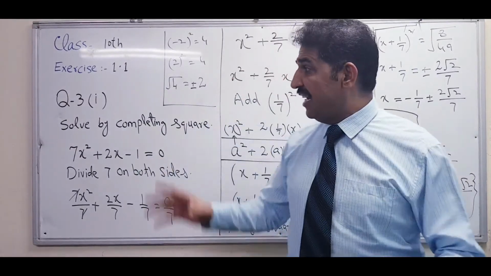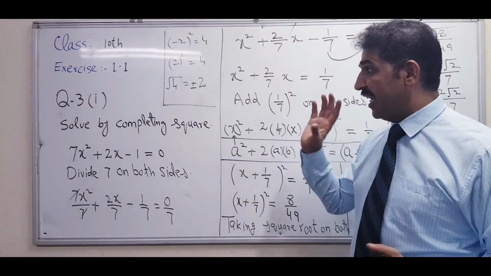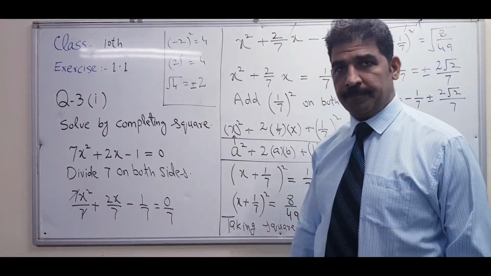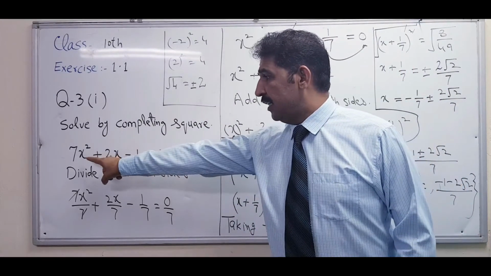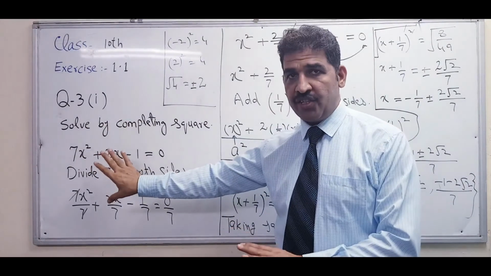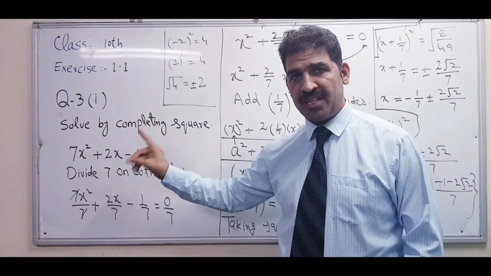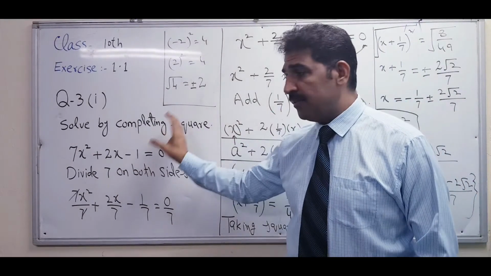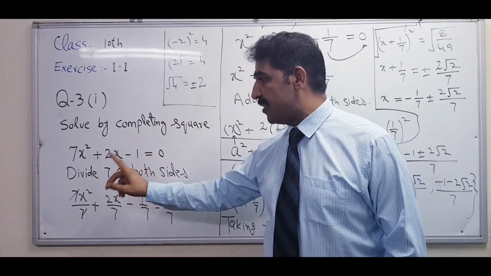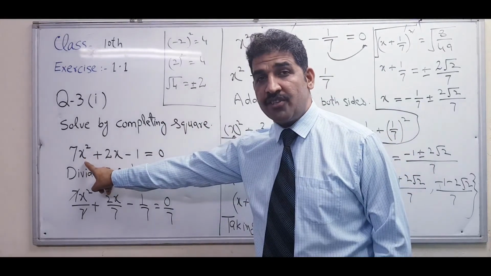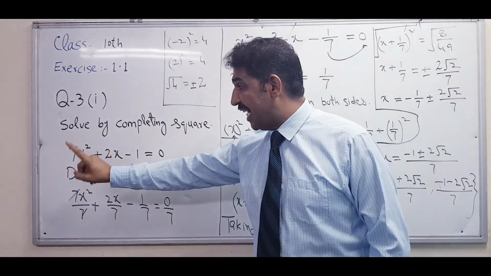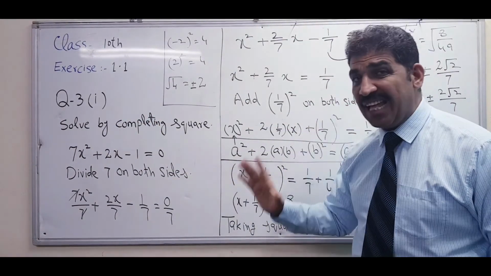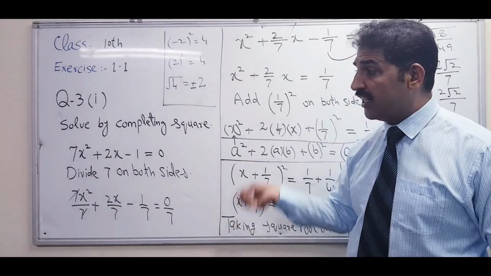So I will make the concepts again and repeat the steps, then you can solve the next question. What is the first step? The standard form. It's already shifted, otherwise you have to shift into standard form. Then the first step is to make the coefficient of x square equal to 1. Any number which is given, divide by that number.